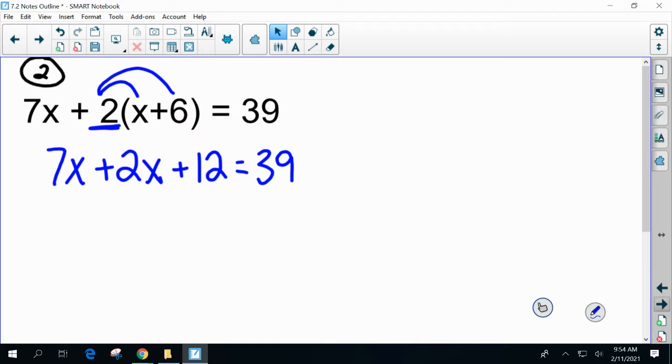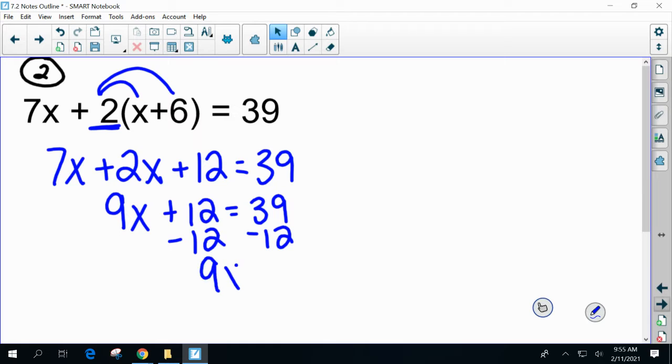Okay, so then I need to combine my like terms. So 7x plus 2x would be 9x plus 12 equals 39. And then it's a 2-step equation from there. So we subtract 12. So 9x equals 27. Divide by 9. So x equals 3.